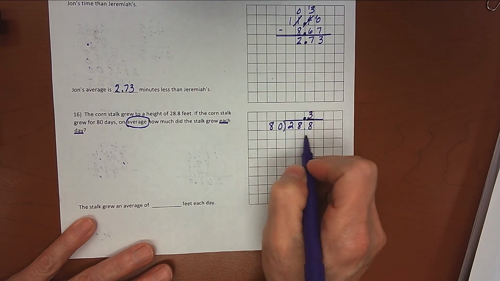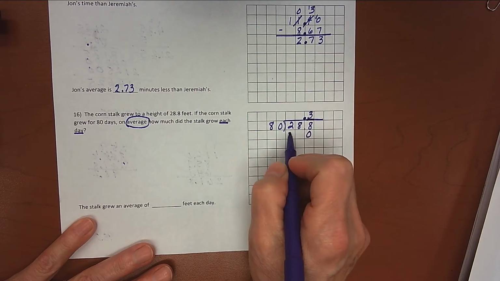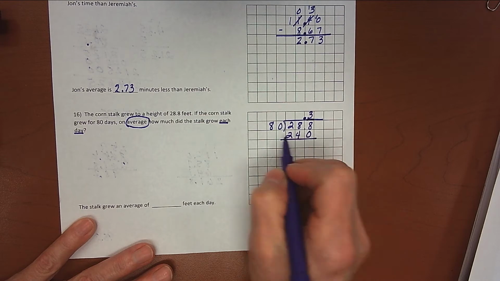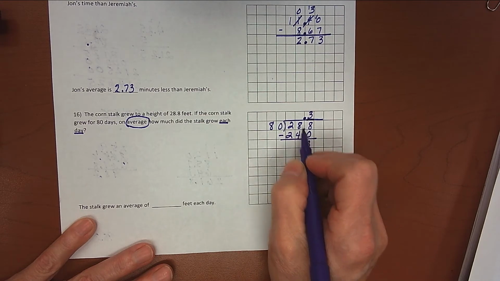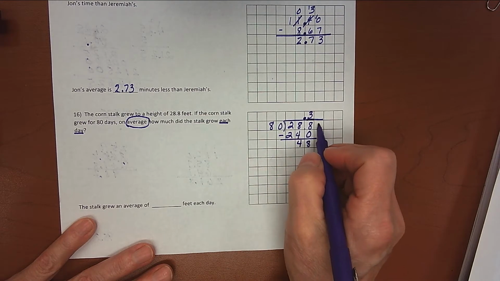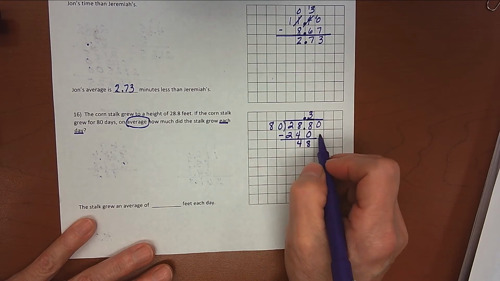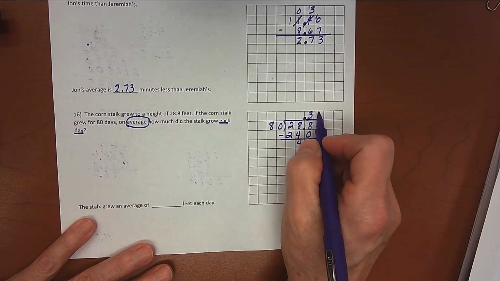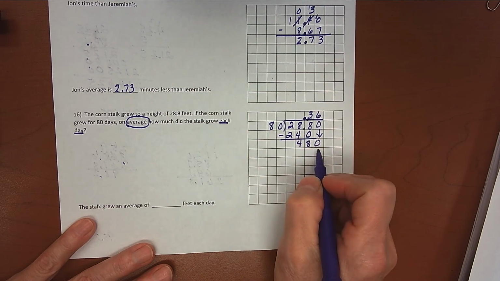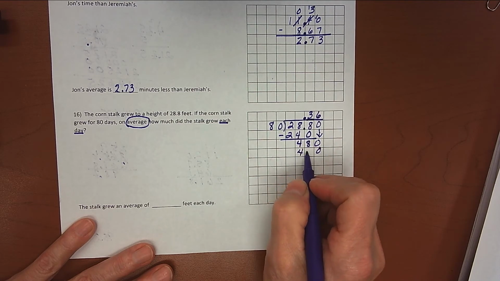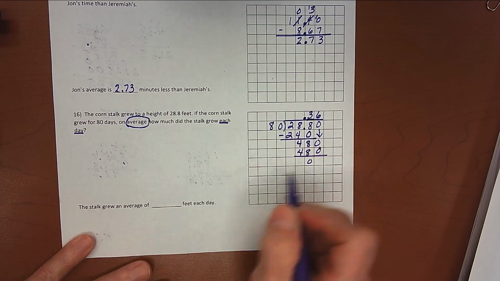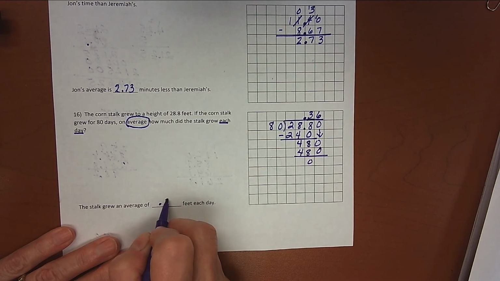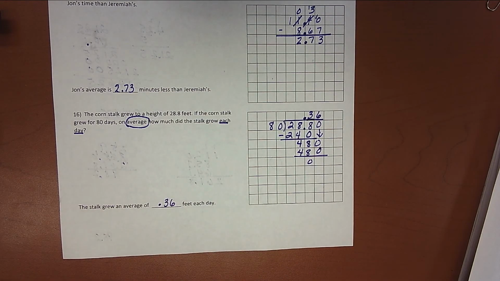3 times 0 is 0. 3 times 8 is 24. Subtract. 8 minus 4 is 4. Add a 0. We don't need to add a decimal point because we already have one. Bring it down. 8 divides into 48 6 times, so 80 times 6 is 480. And so our stalk grew an average of 0.36 feet each day.